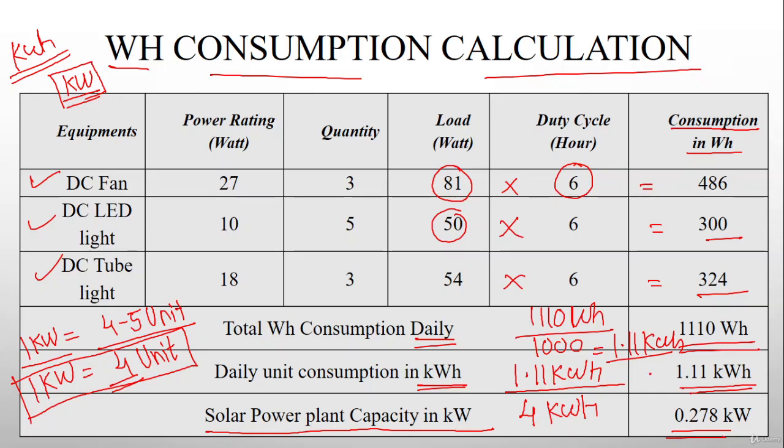So in these cases, whenever we calculate the sizing of any solar power plant, we divide the daily basis unit by 4 according to the thumb rule, and we can calculate what solar home system will be feasible for the consumer so that it will satisfy the corresponding load requirement.